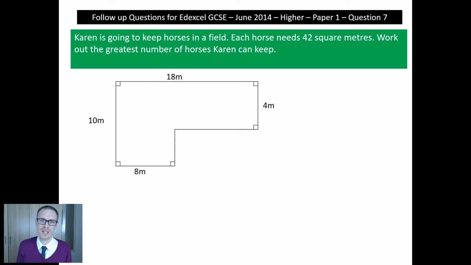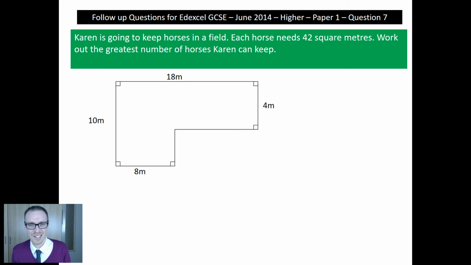Let me show you one other example. This was a classic. So I've adapted this from Edexcel's June 2014 higher paper. I think in the original paper there were cows involved maybe? Well, I've used my imagination. I've changed them to horses, so it's absolutely an original question here. So we've got Karen keeping horses in a field. Now, these are the kind of questions that I certainly find my students struggle with, these unstructured questions where it's not immediately obvious where they need to start.